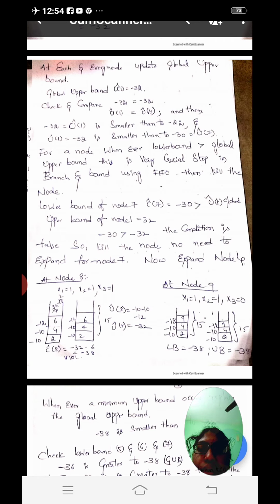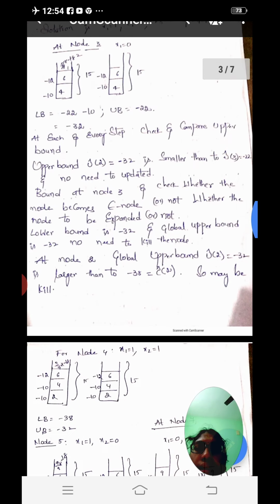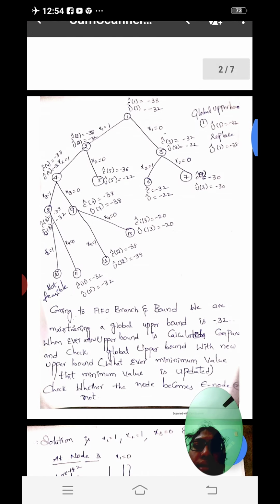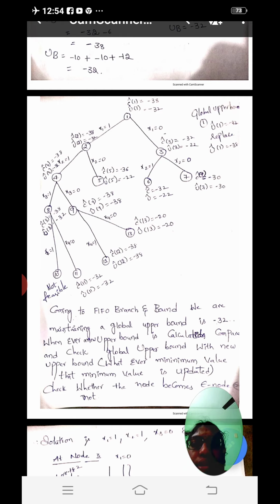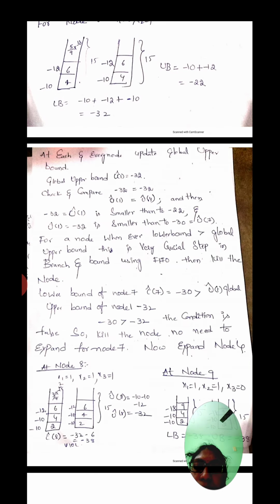At node 8 we trace the path: x1 is equal to 1, x2 is equal to 1, x3 is equal to 1. I have to show once. You listen carefully, all of you. See, at node 8 x1 is equal to 1, x2 is equal to 1, x3 is equal to 1: 1 to 2, 2 to 4, 4 to 8. That is the path at node 8.